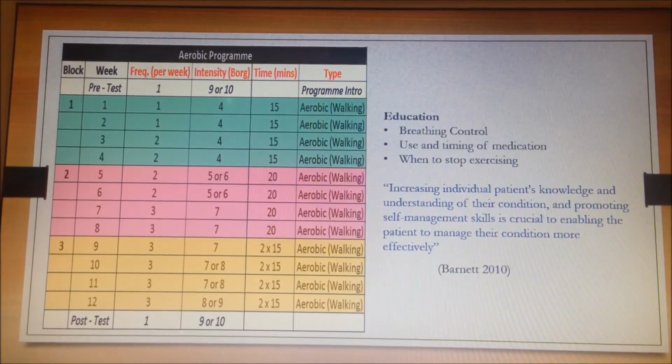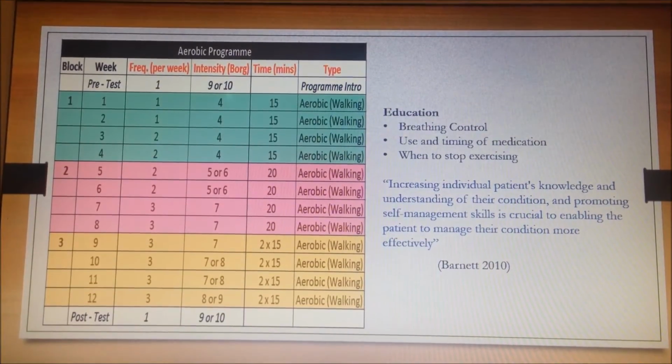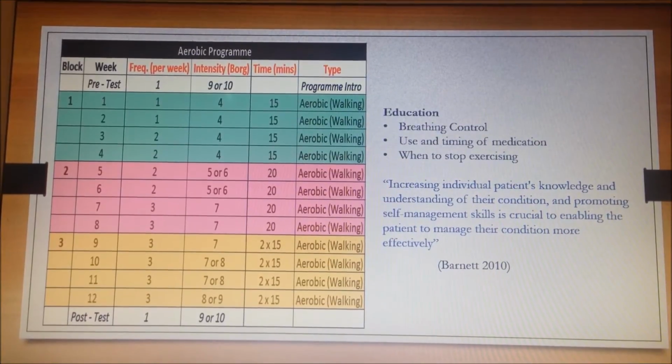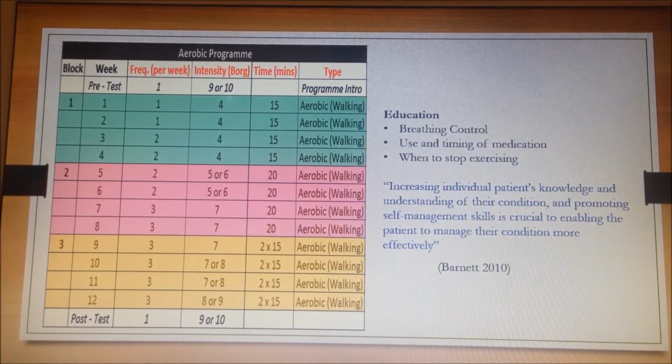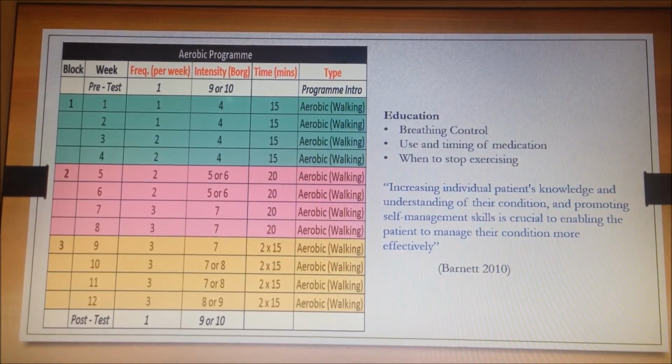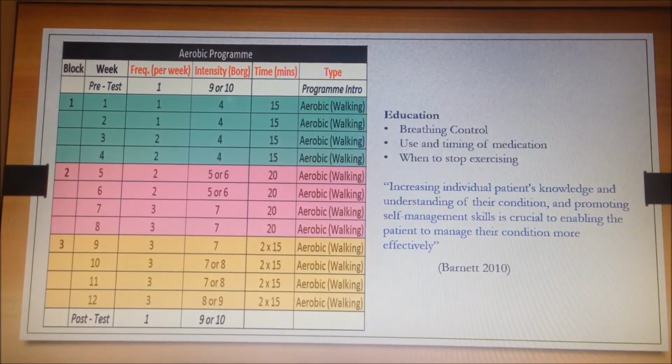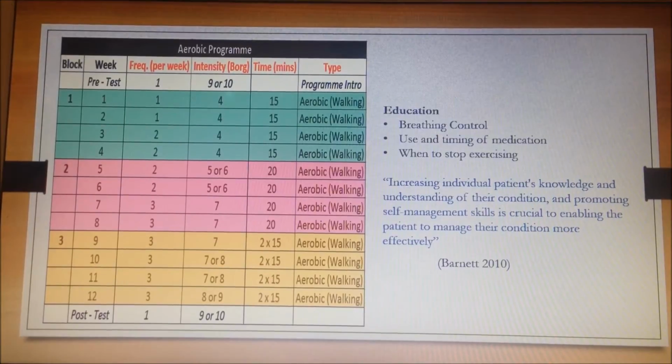The table shows our aerobic program for the 12 weeks. It can be seen, again, similar to the resistance training program. It's broken up into 3 blocks of 4 weeks each. Before any training begins, we have the pre-test. This is the 6-minute walk test, and it can be seen that the intensity for this will be around 9 or 10, as it's a maximal test.